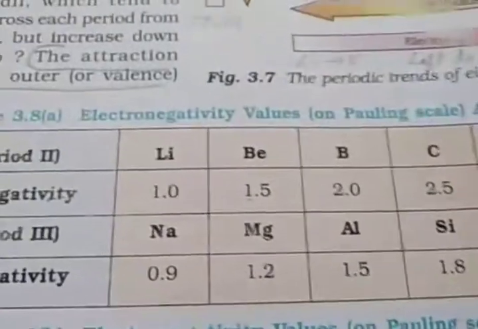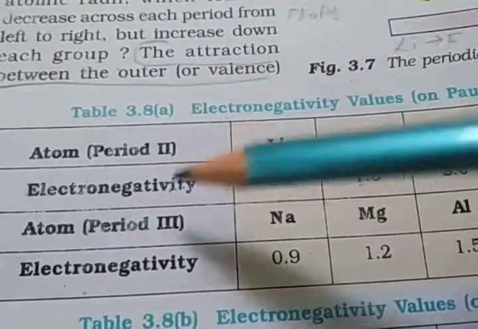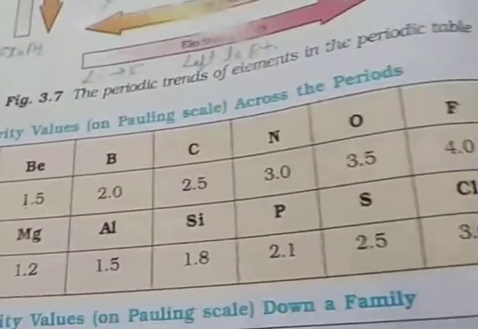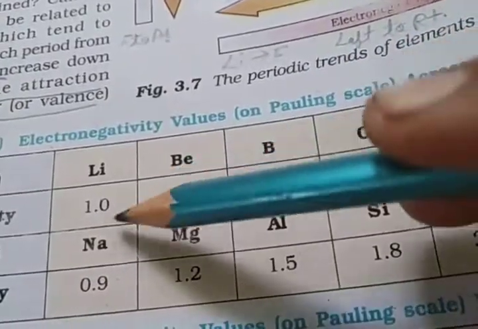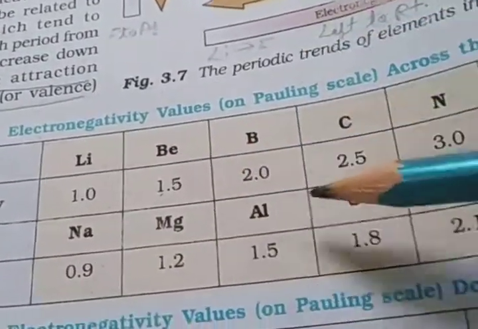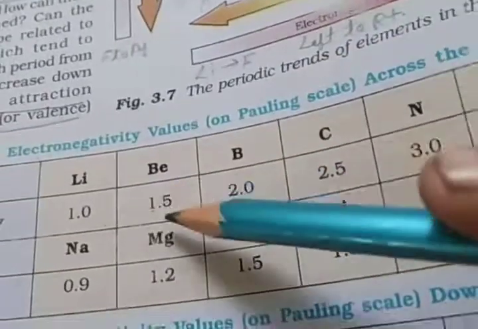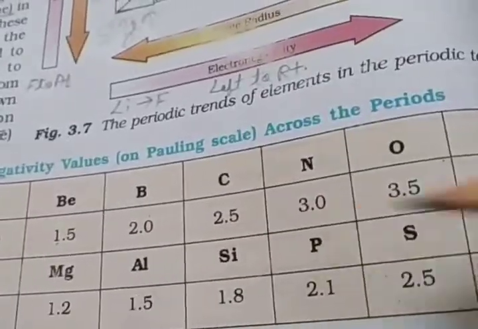See this table. Electronegativity values on the Pauling scale. Here the atoms of period number two: lithium, beryllium, boron, carbon, nitrogen, oxygen and fluorine. So on the Pauling scale, the values are 1.0, 1.5, 2.0, 2.5, 3.0, 3.5. That means see, the value increases across the period.